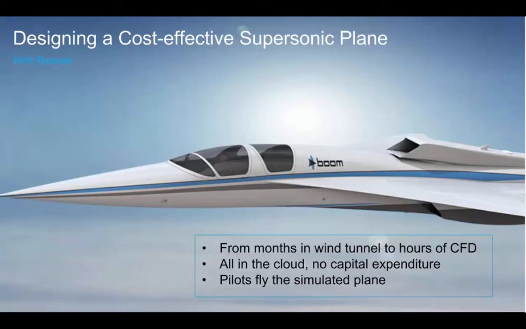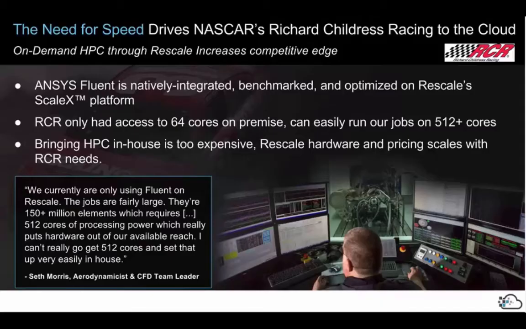The next example, which we did a webinar on a few months earlier, is NASCAR's Richard Childress Racing. They're running ANSYS Fluent with very large models on the order of 150 million plus cells, using more than 5,000 processors to run the model. They don't need to own any HPC hardware, which would be too expensive. With Rescale, they access as many processors as they like completely on demand, so they can run a lot of different designs during the design period, and they don't need to maintain or own any hardware at all.